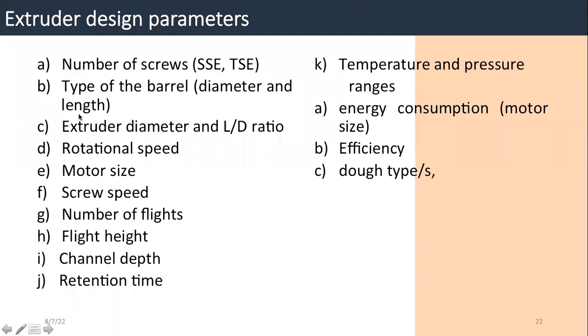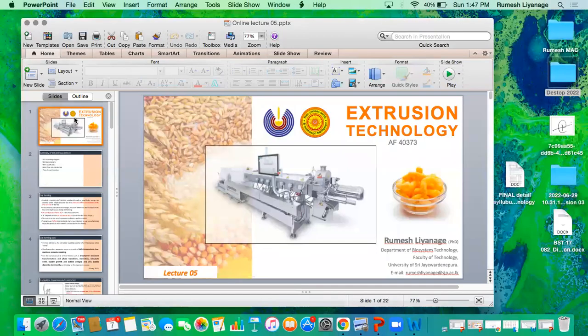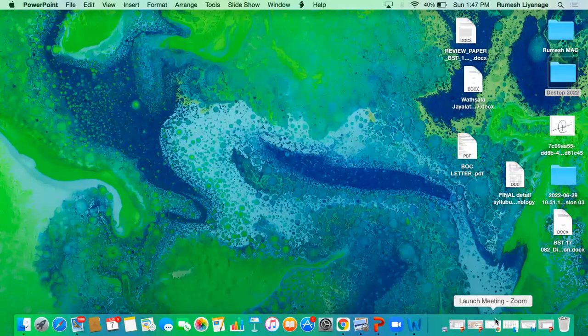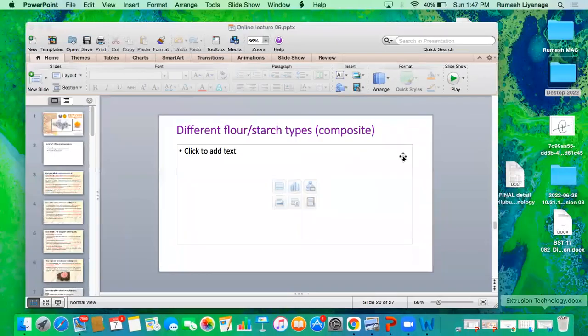You know the number of screws and its arrangements, geometry, and the barrel type, whether it is a grooved barrel or ungrooved one, and its diameter, length, rotational speed, motor capacity, flights, flight height, flight depth, all these things, efficiency, all these factors should be considered when we are designing it. That's what I want to discuss in this lecture.